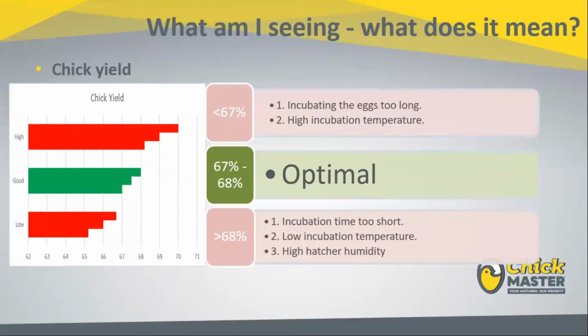For the chick yield, if we have a chick yield lower than the optimum, we can think that we are facing a too long incubation period or high incubation temperature. If the chick yield is higher than the optimum, maybe we are facing too short incubation, or low incubation temperature, or high hatcher humidity.